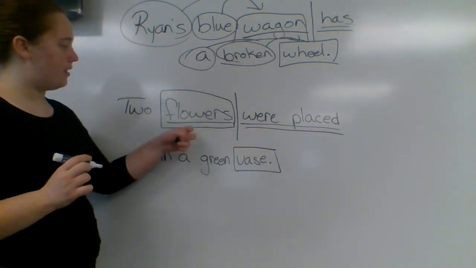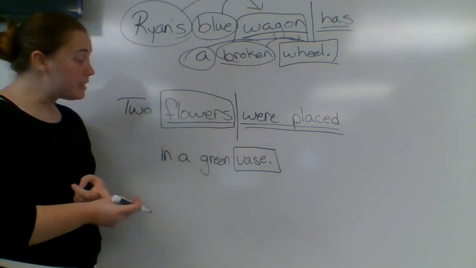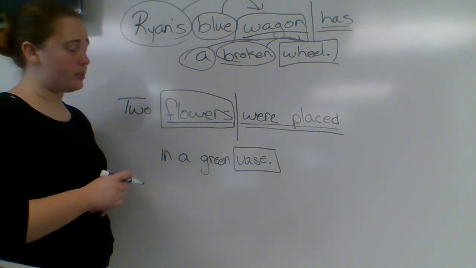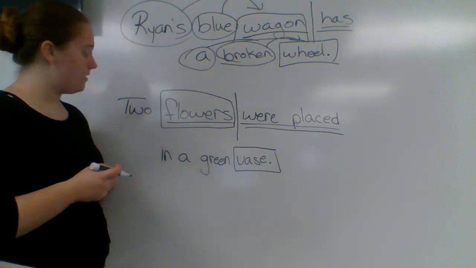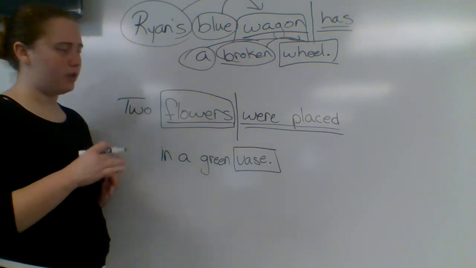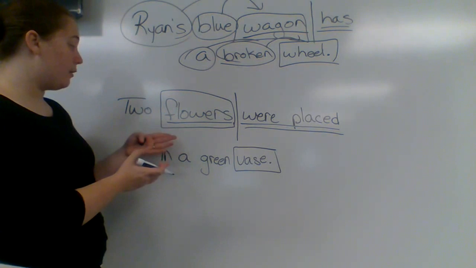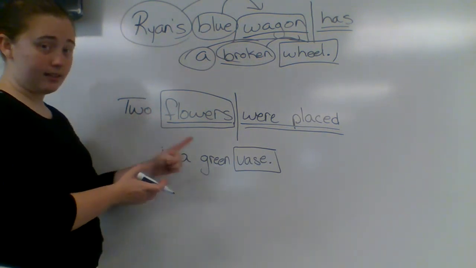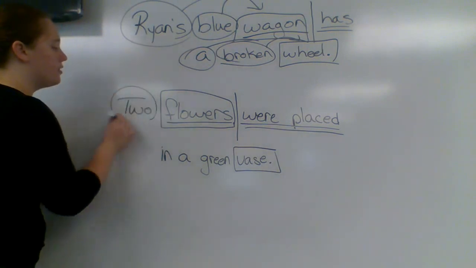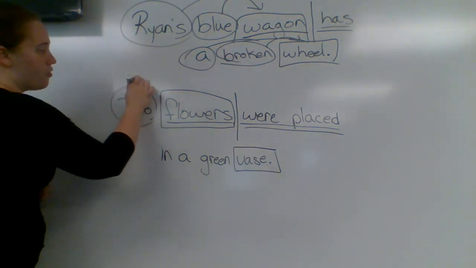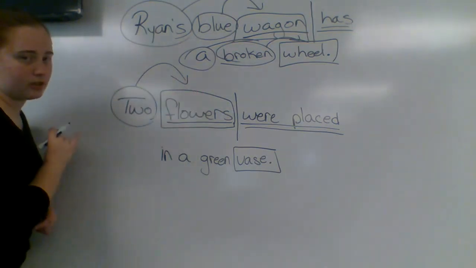And up here, flowers. What kind of flowers? It doesn't tell me what kind of flowers. Which flowers? It doesn't tell me which flowers, so I have which one, what kind, how many. How many flowers? Oh, that does tell me how many flowers. There are two flowers. Circle the word two. Draw an arrow from two to flowers. And that's all the adjectives I have for flowers.